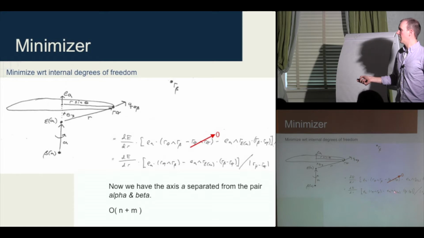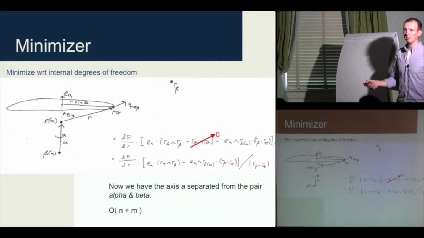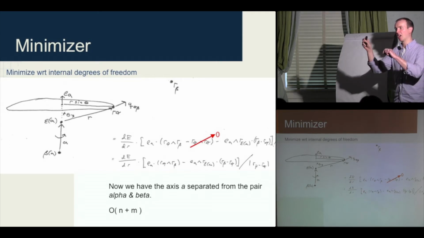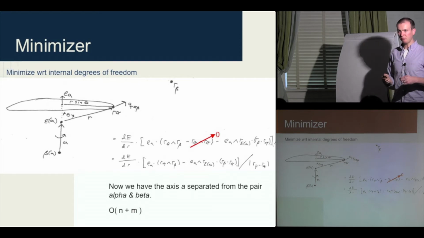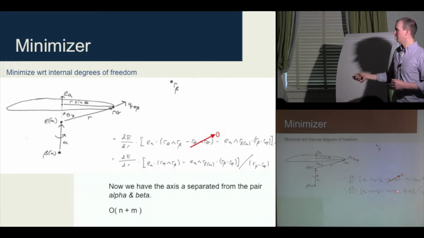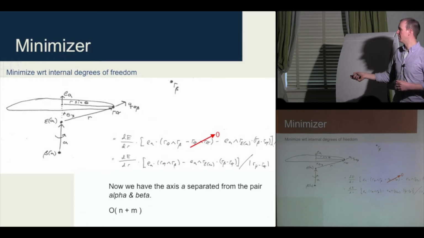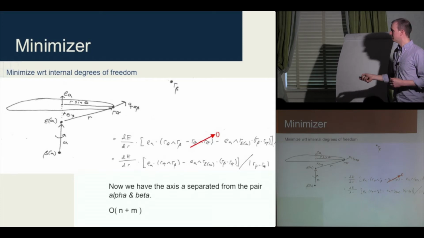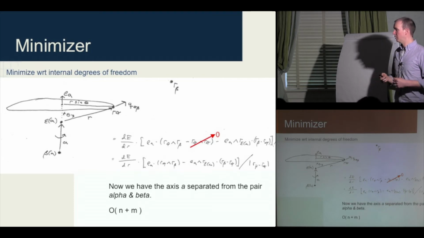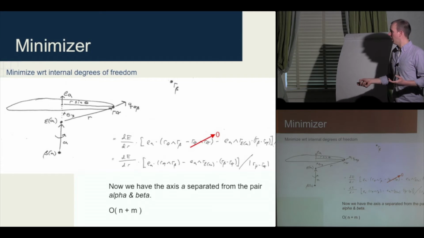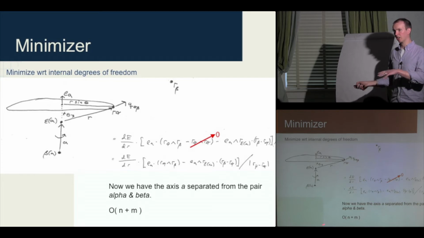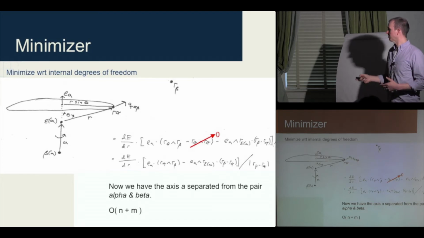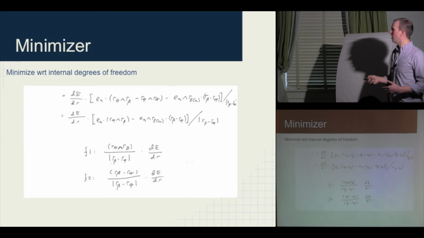So EA and epsilon of A are now separated out from the terms that depend on the particular atom pair alpha and beta. Now we just have a dot product of this thing with this guy that depends on alpha and beta, and a dot product of this form with the cross product of alpha and beta. And so that's the magic here. Now we have axis A separated from the pair alpha and beta, and this is going to give us this order nm algorithm.